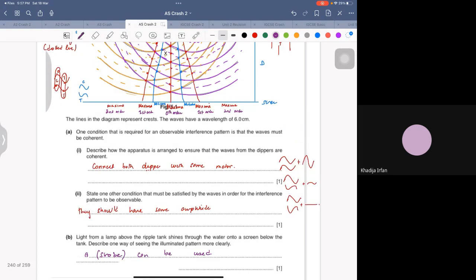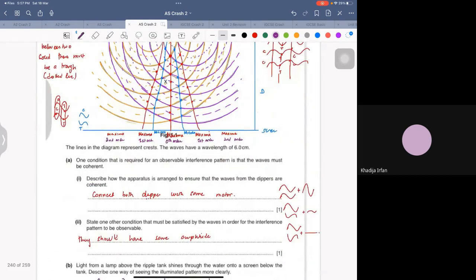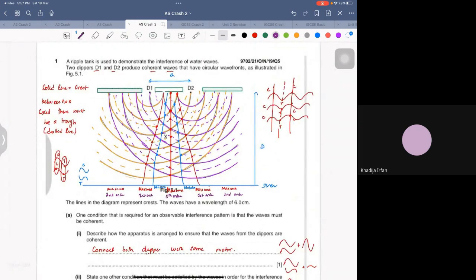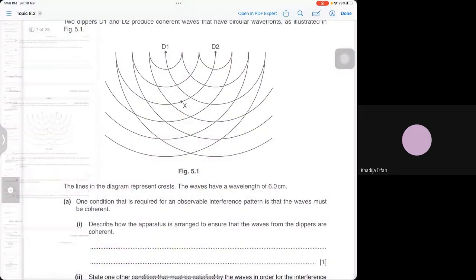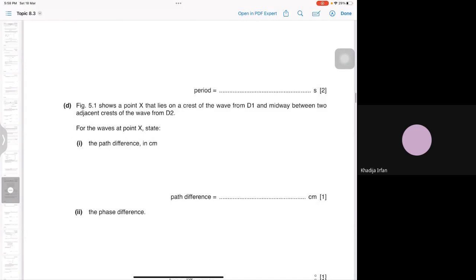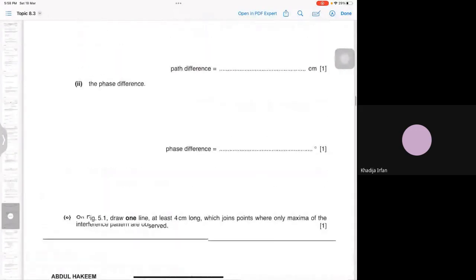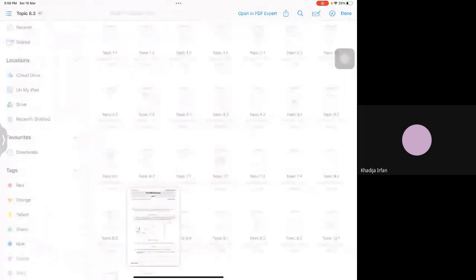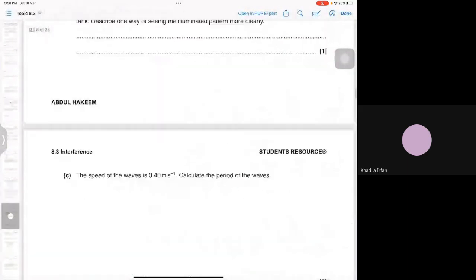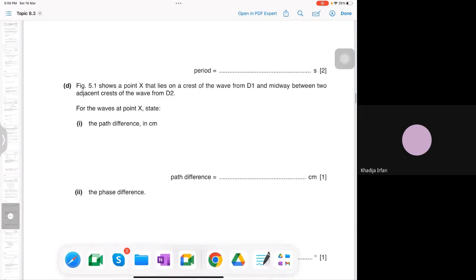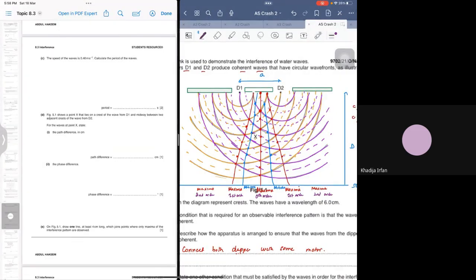Anyway, in the next question, they asked something very important. So what I'm going to do is copy that question as well. Okay, that's the path difference. This path difference, I wanted to copy all of this, so I'm going to do that, and then move forward.